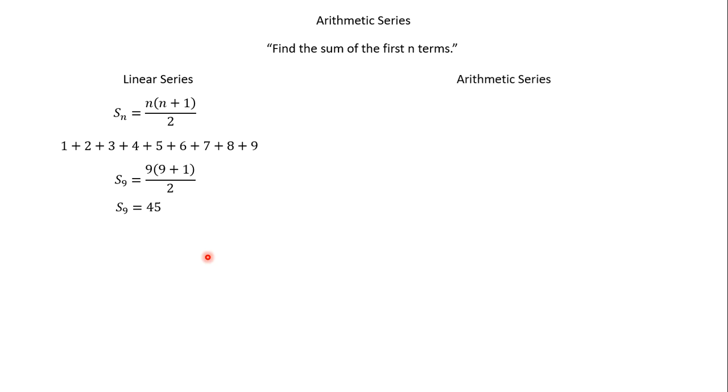An arithmetic series is the same thing. It's just a little bit more generalized because the last number isn't necessarily n. It's whatever the last number is. The first number isn't necessarily 1. It's whatever the first number is. But we're going to do the same thing. It's the first number plus the last number times the number of numbers divided by 2.